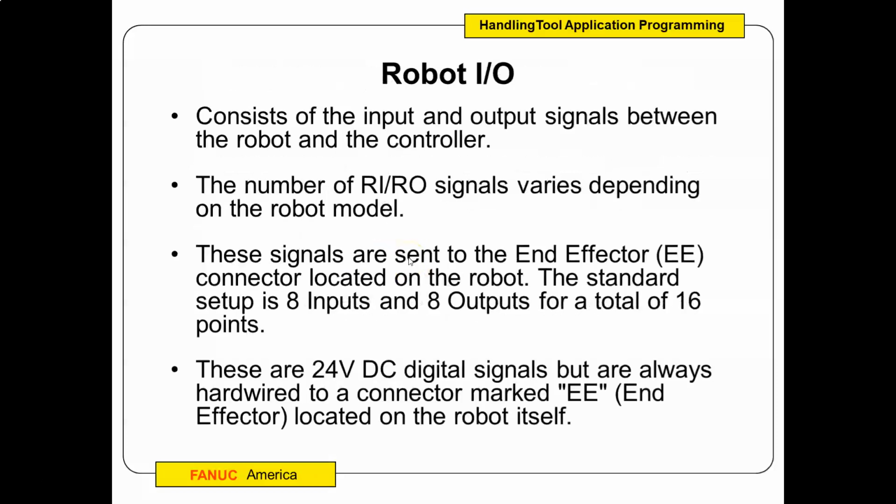And we have robot I/Os, and again, there's a lot of signals going through controlling the robot's motors and brakes, but there's also some other specific I/O signals you can get there. And most importantly are the ones that go out towards the end of the robot that are used for controlling the end effector, end of arm tooling. There's a connector called the EE connector on there. You can also get them outside. Standard is 8 inputs, 8 outputs, for a total of 16 points. Again, they are generally 24-volt DC signals, and are hardwired to connector EE on the robot itself.